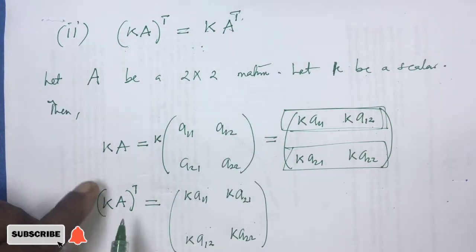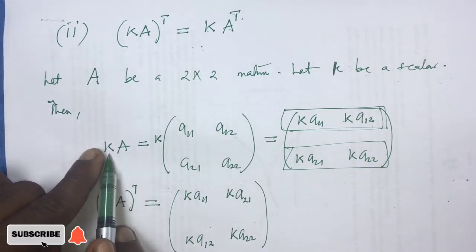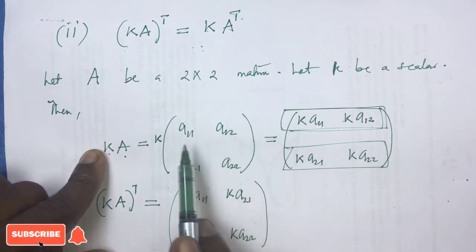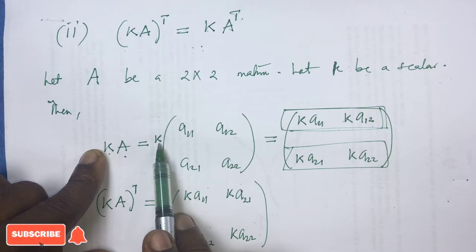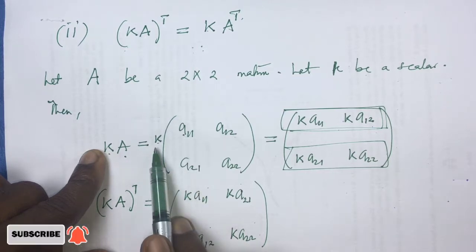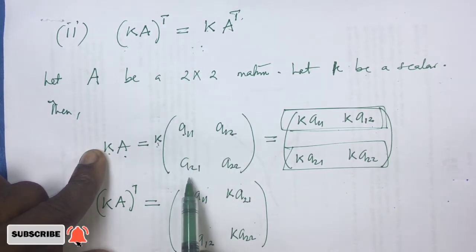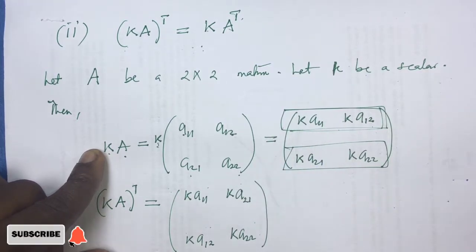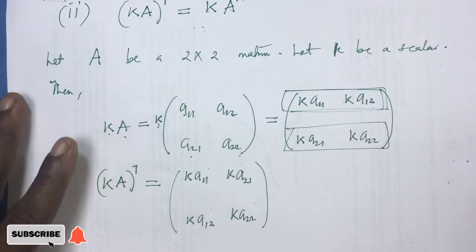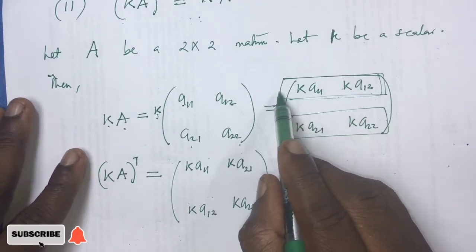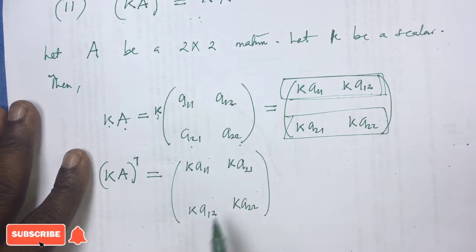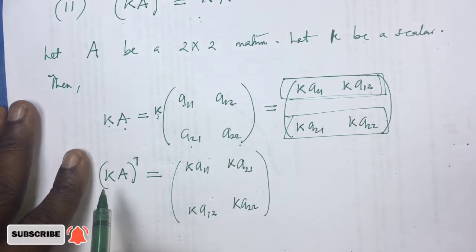So what have I done? The first thing I did was to use K to multiply a 2 by 2 matrix A. After multiplying the matrix, it gave me the result of multiplying K by A11, K by A12, K by A21, K by A22. And that was how I obtained this result. Thereafter, I took the transpose. The transpose means making the rows become columns. So I made this row a column. I made this row a column. And that gave me this result.